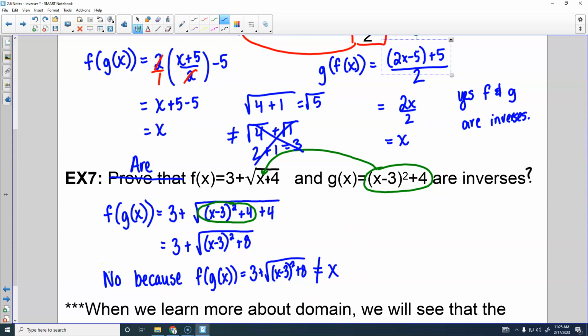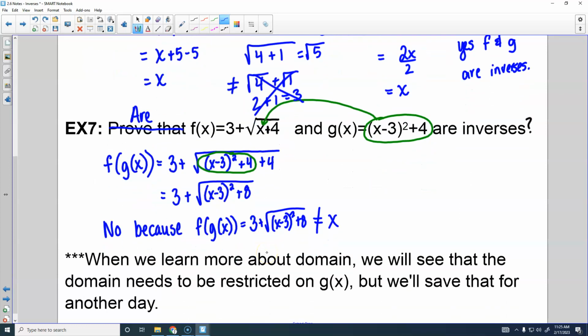If you get a no, you don't have to check the other one. So if f of g of x does not equal x, you don't have to check g of f of x for that. Although, look at your answer choices, because it's possible all the answer choices are g of f of x, and you might need to check that, if that's the case. Okay.